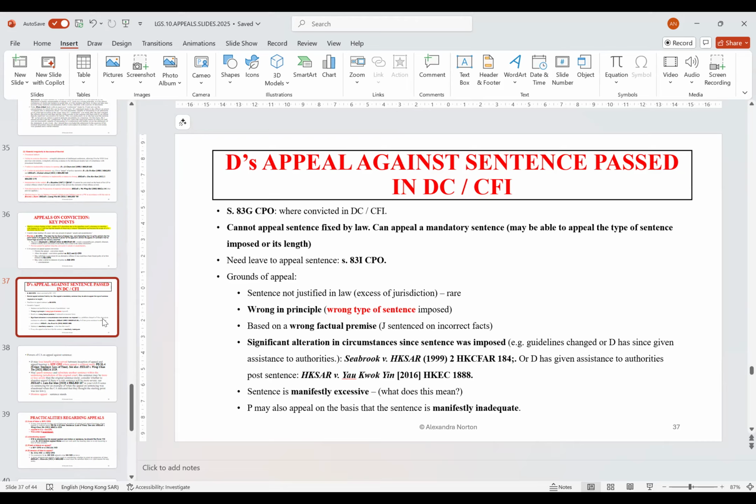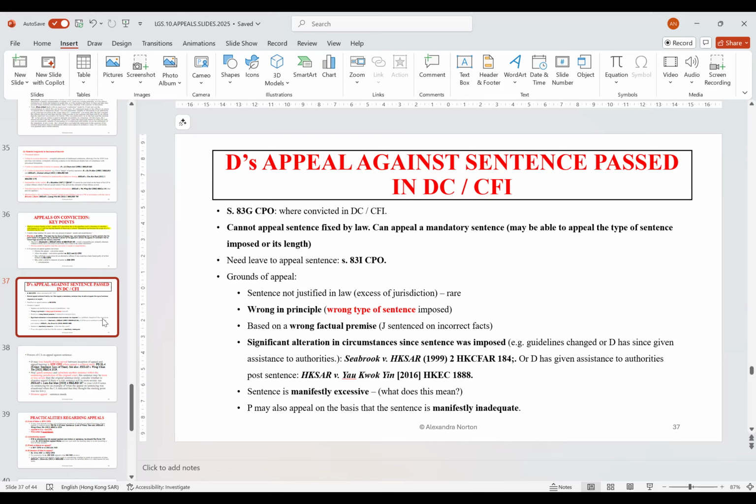But you always need leave to appeal sentence, Section 83I. So if you're appealing conviction and sentence, you will need leave. What can you argue? That the sentence was imposed in excess of jurisdiction. For example, Magistrate sentenced to 5 years, he's restricted to 2. That's rare, obviously. You can argue that the sentence was wrong in principle. What that means is the wrong type of sentence was imposed. So he was imprisoned, but he should have got probation. That's what we mean by wrong in principle.